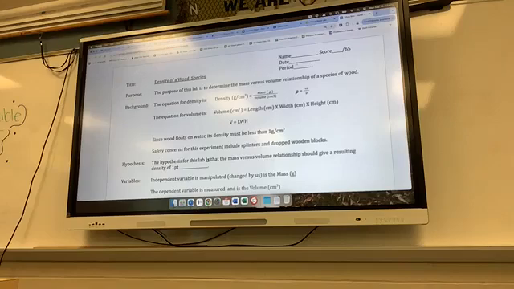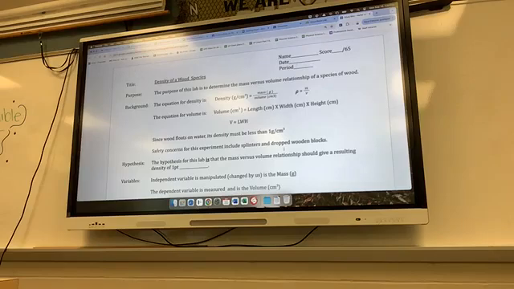Background: density equals mass divided by volume. Equation for volume, V equals length times width times height, because we're looking at blocks. What does wood do in water? Floats. What is water's density? 1. So therefore, wood's density must be less than 1. If it was greater than 1, it would sink. So wood floats because it has a density of less than 1.